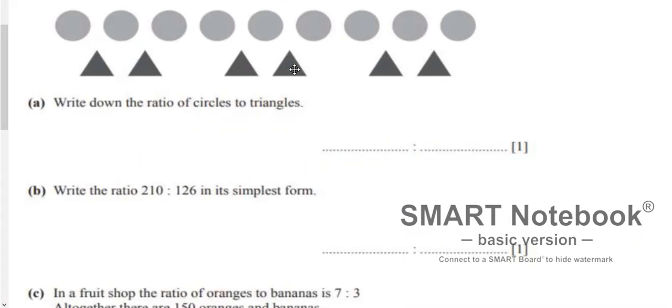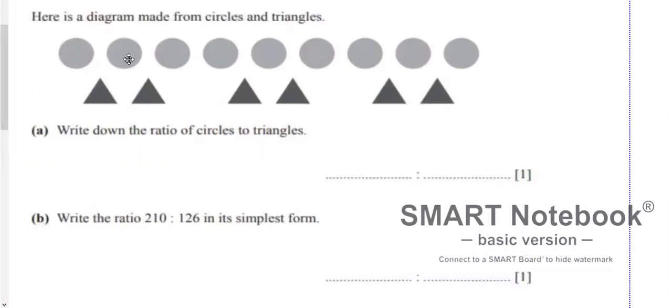Today, I'll be helping you out with this worksheet, which is worksheet number 1. On this worksheet, we have very few questions, which I'll try to help you out with very quickly. So we have question number 1 here. This question says that here is a diagram made from circles and triangles. We have circles and we have triangles. Now the question is, A, write down the ratio of circles to triangles.